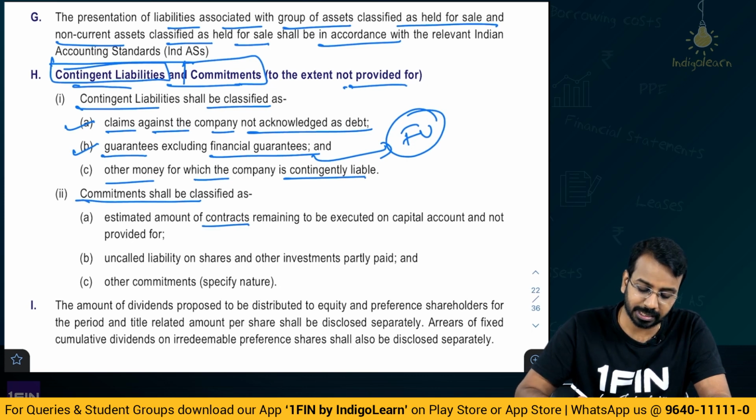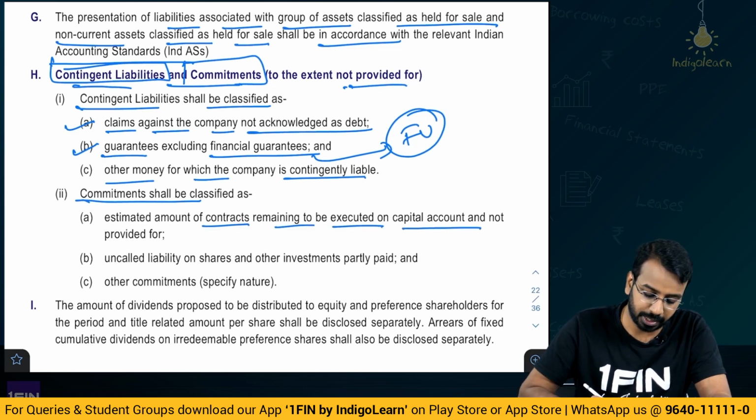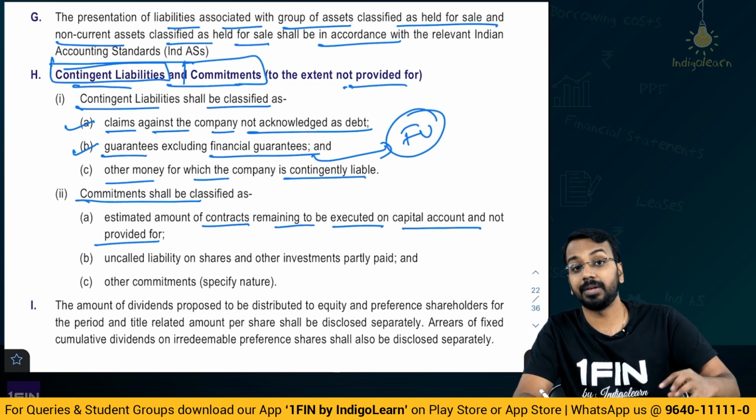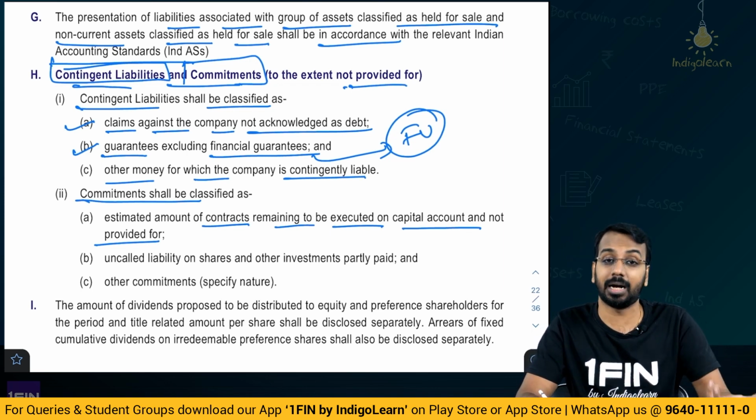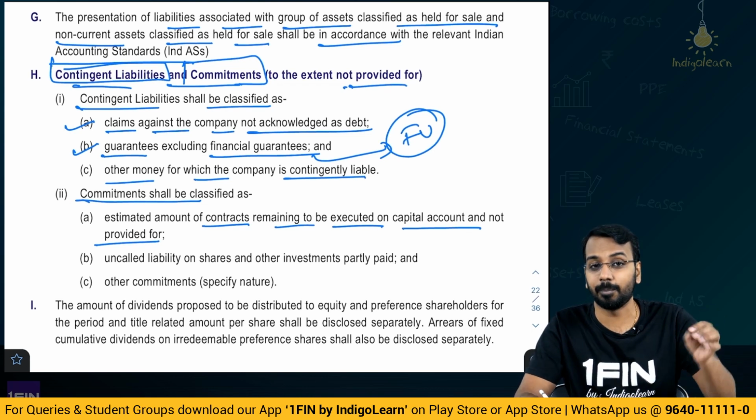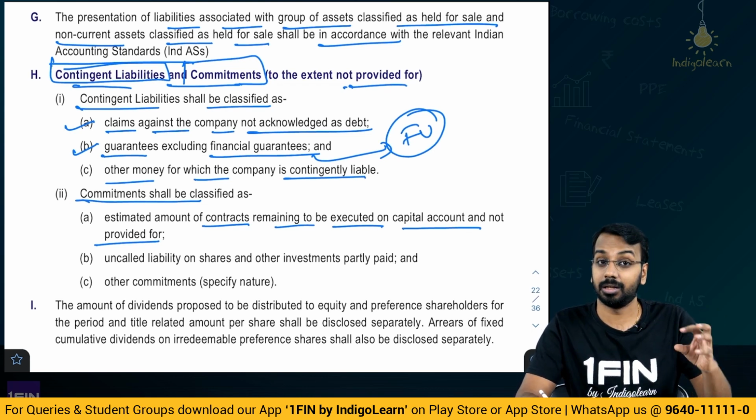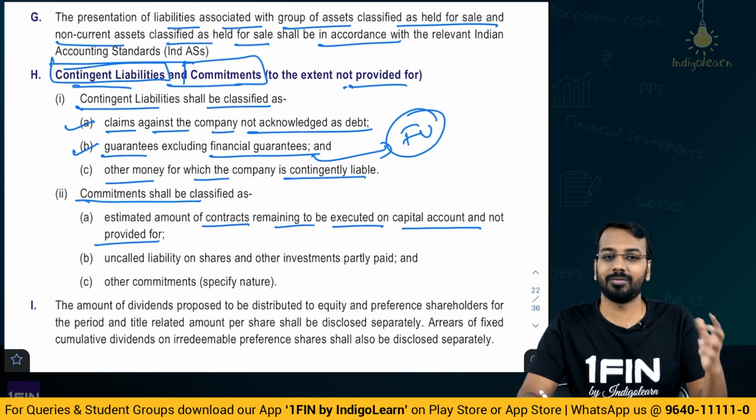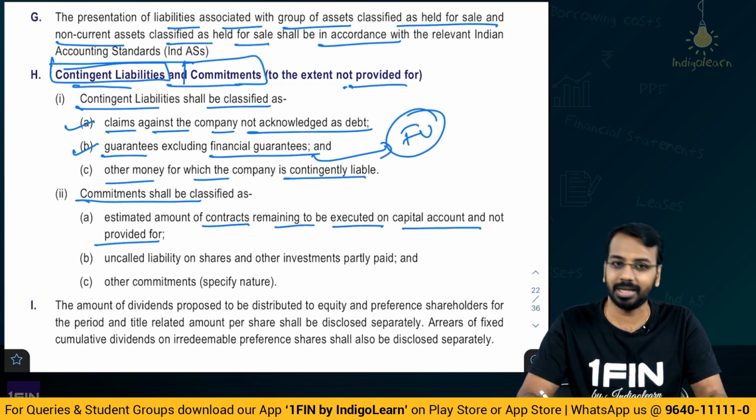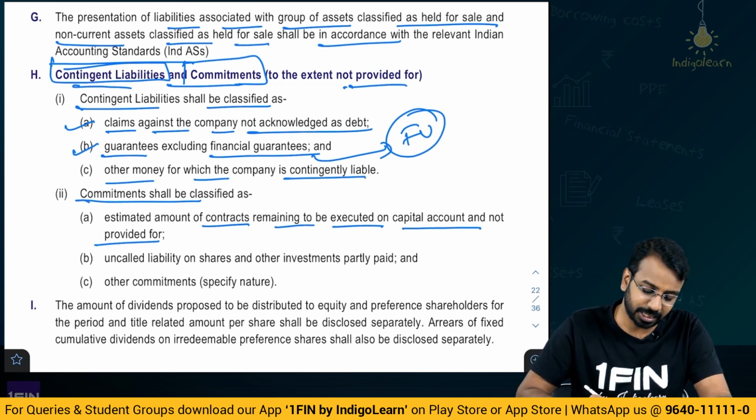Estimated amount of contracts remaining to be executed on capital account and not provided for. So, we have taken up some contracts, we have commitments. Let's say we have started constructing a plant, and we have committed. To the extent of WIP, we will provide. But beyond the WIP, which will be incurred in a future period, we have a commitment, but that is not a liability. So, we will not provide for that liability, but you will disclose it here.